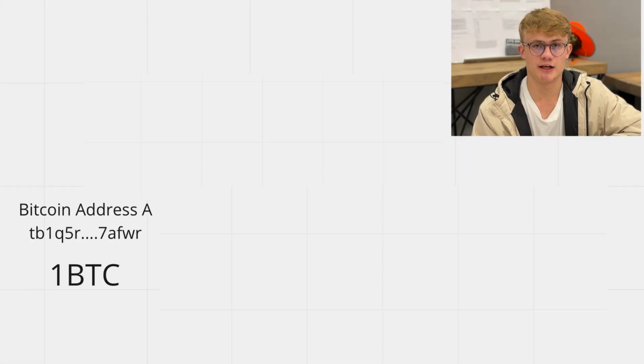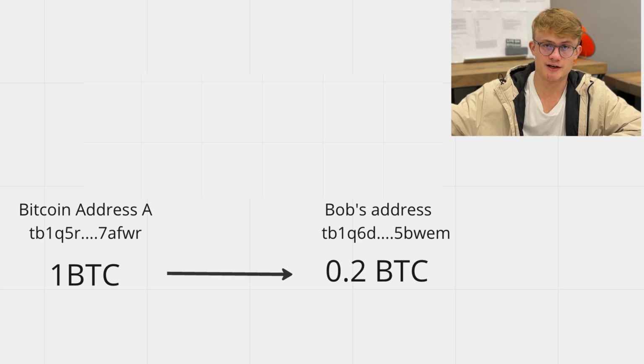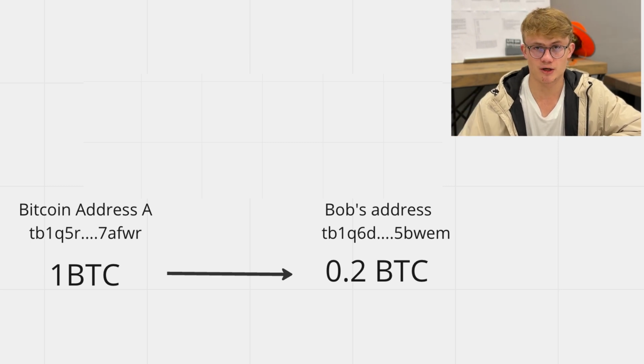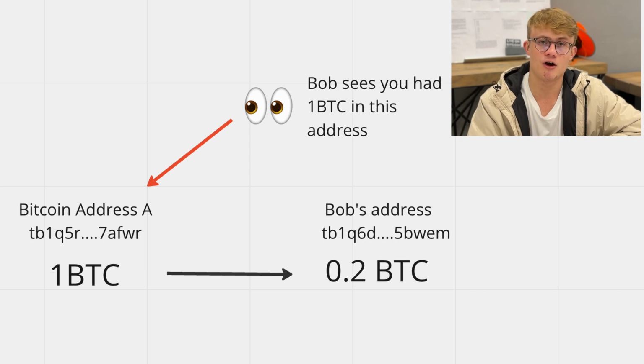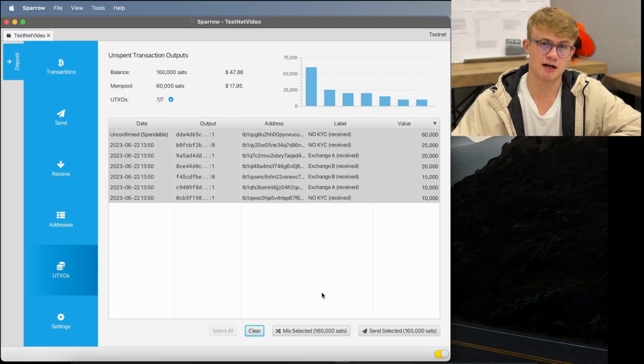Imagine I have one Bitcoin in address A and I send it to my friend Bob. I send him 0.2 Bitcoin. He can look on the blockchain and he can go back one hop and he can see, oh, Cole has one Bitcoin, which is a security risk and it's just terrible for your privacy.